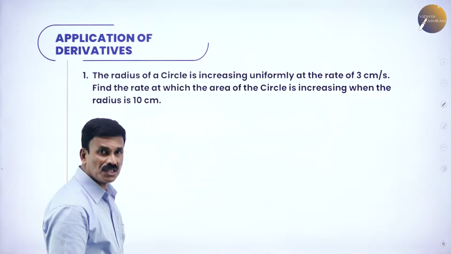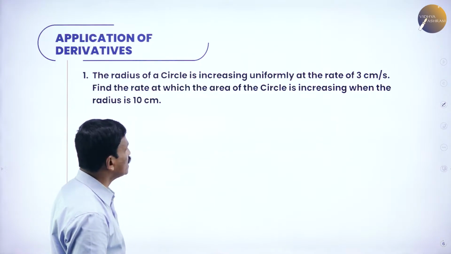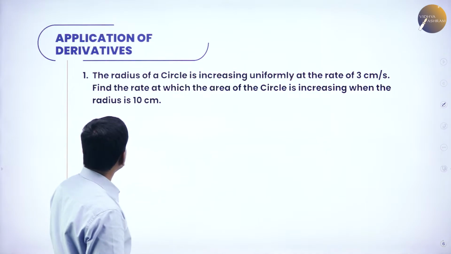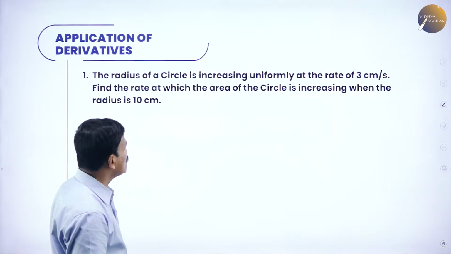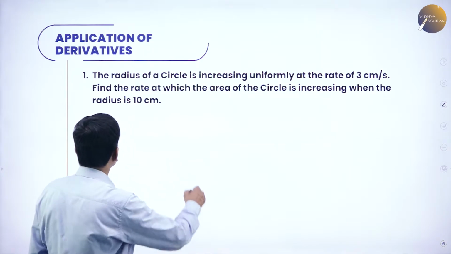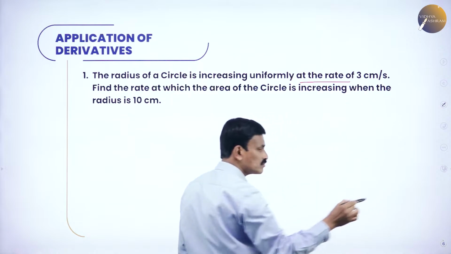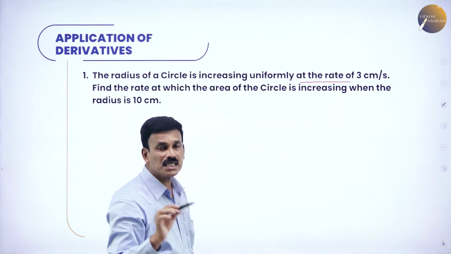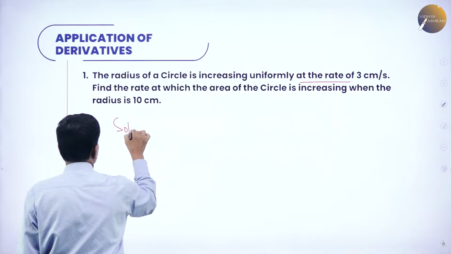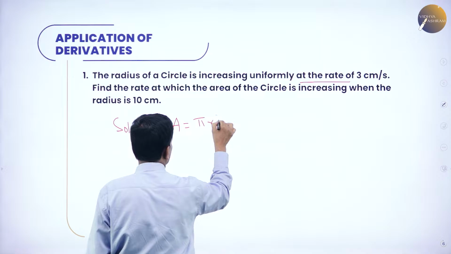This is a 3 marks question, very important. The radius of a circle is increasing uniformly at the rate of 3 centimeters per second. Find the rate at which the area of the circle is increasing when the radius is 10 centimeters. Here, the radius of a circle is increasing uniformly at the rate of 3 centimeters per second. Now, let us write what is required to find: the area. Area of the circle is pi r square.